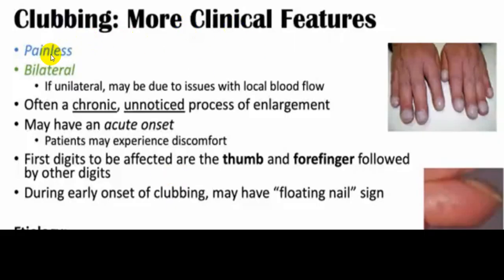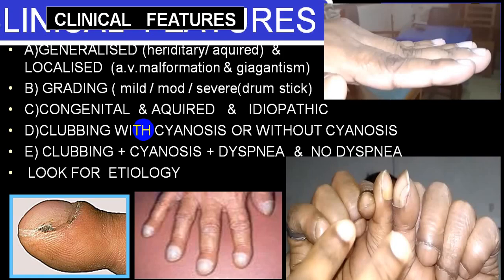While you are examining, you can find out painless or painful clubbing, whether it is bilateral or unilateral, whether it is acute or chronic. Try to identify those, whether it is localized or generalized, and which fingers are involved, which toes are involved, and look for different signs. We'll be going through all those signs. Try to put them, by good history and examination, into generalized or localized group. Try to identify the grade.